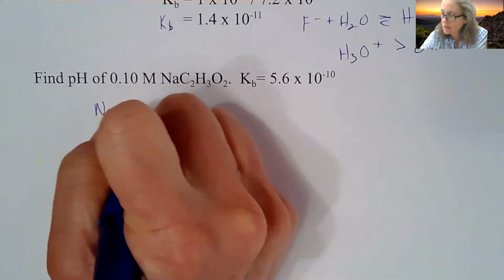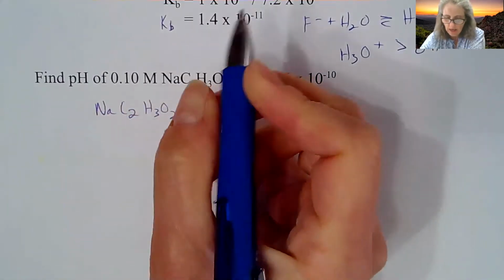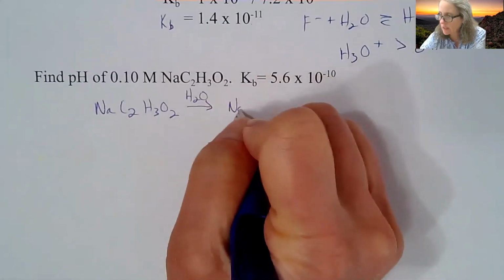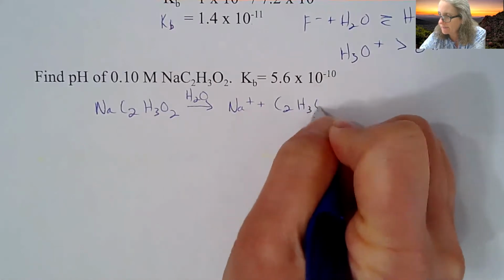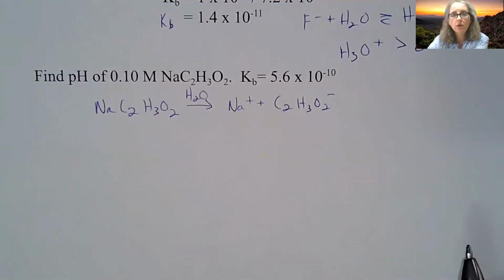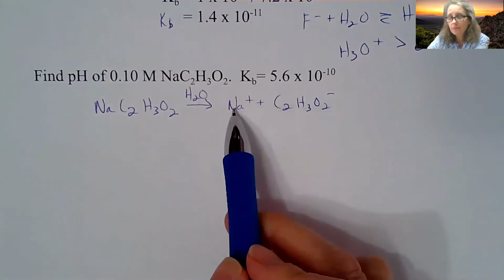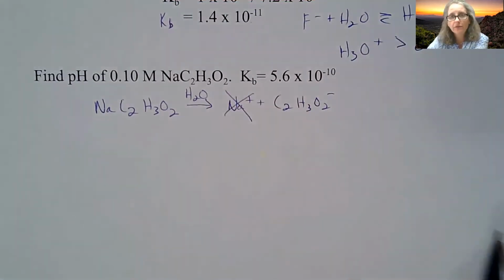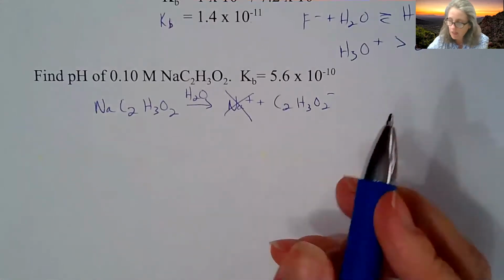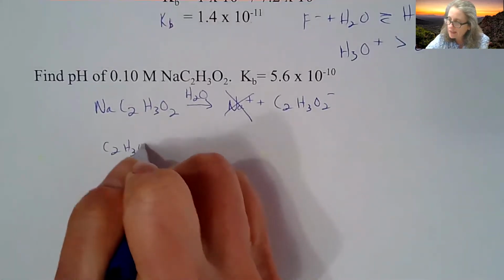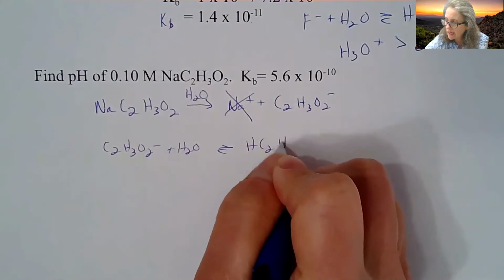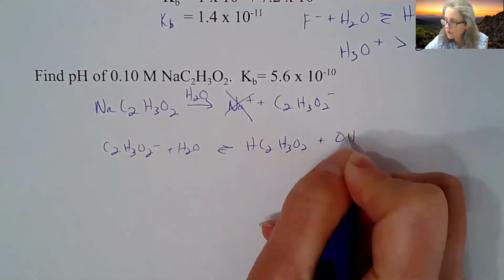So take a look at the sodium acetate and go, okay, I'm going to put this in water. Sometimes I'm going to write water above the arrow, sometimes I'm going to write it next to it. So I have the sodium ion and the acetate ion. And then you want to look at the two ions and say, okay, who is going to react with the water? Well, the sodium is coming from a strong base, so it's not going to go backwards. It can't go backwards to produce sodium hydroxide. So it's not going to be involved, but the acetate is going to do something. So I could take the acetate ion plus the water at equilibrium. It will make acetic acid and hydroxide.